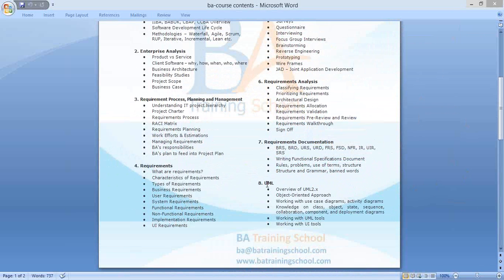And then the UML, you are just asking me for an overview of UML, and an overview of what the object oriented approaches are, and working with a couple of documents which are primarily for the business analyst purpose, which is use case diagrams and activity diagrams.